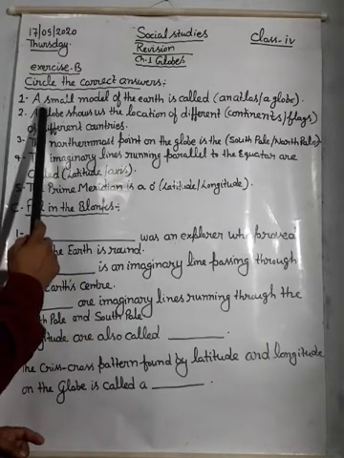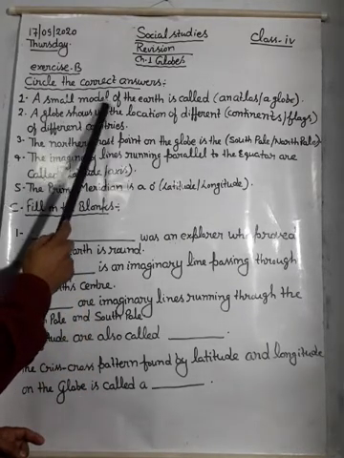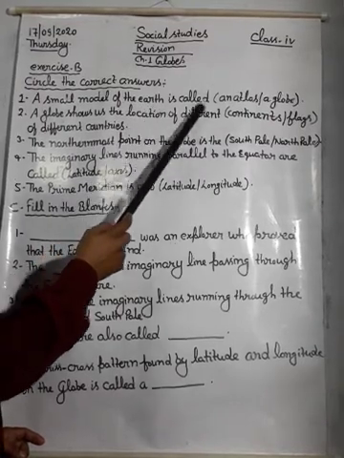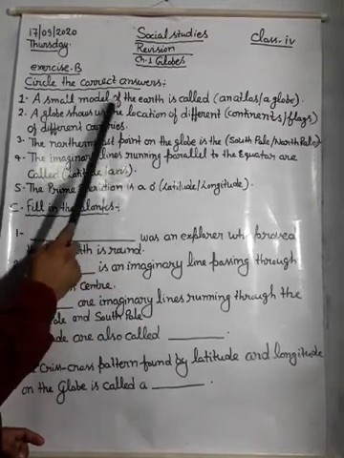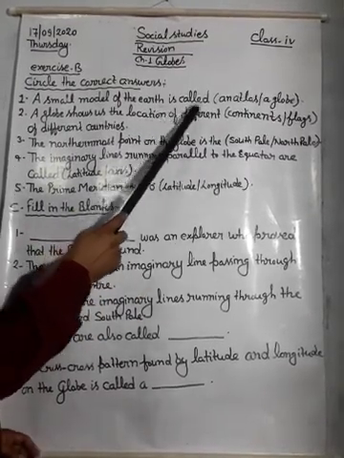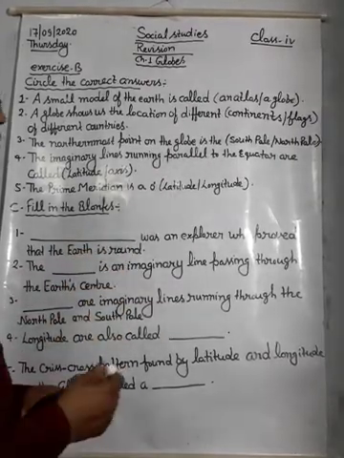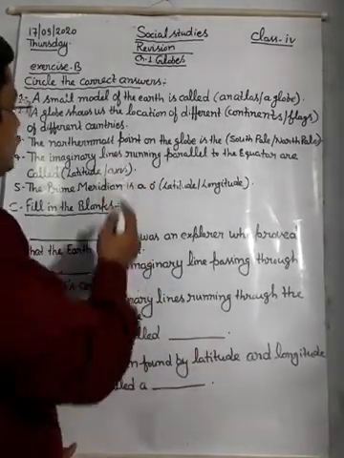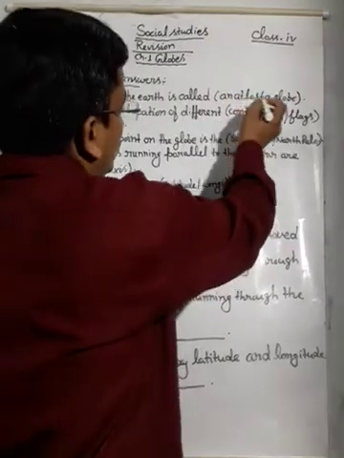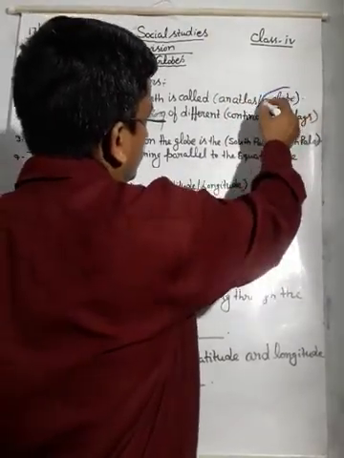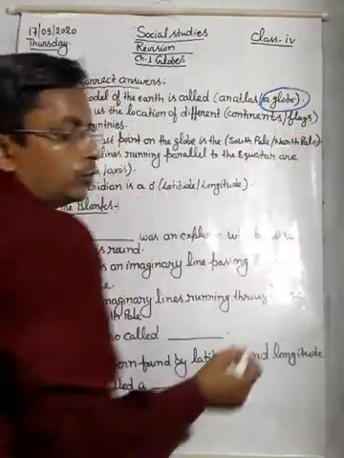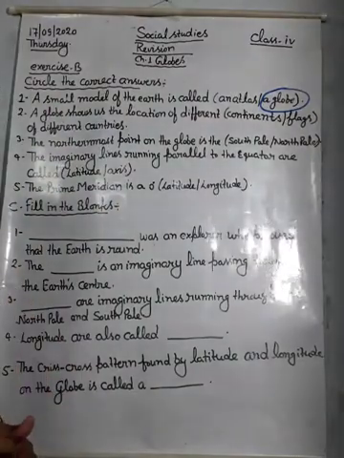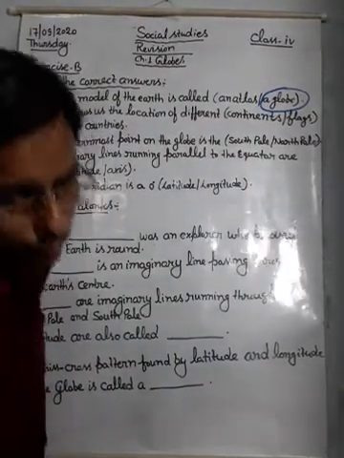First one is: a small model of the earth is called what? It is called a globe. Answer will be a globe.